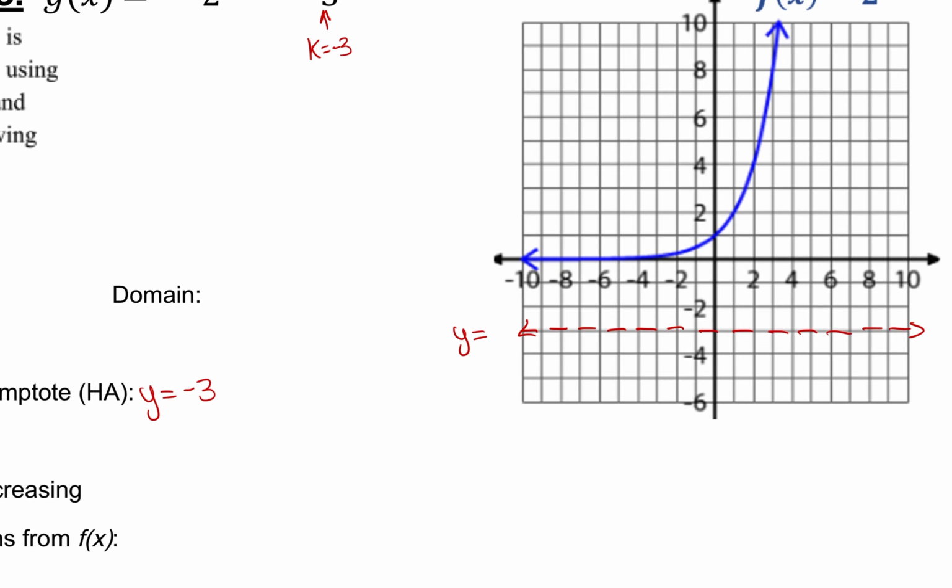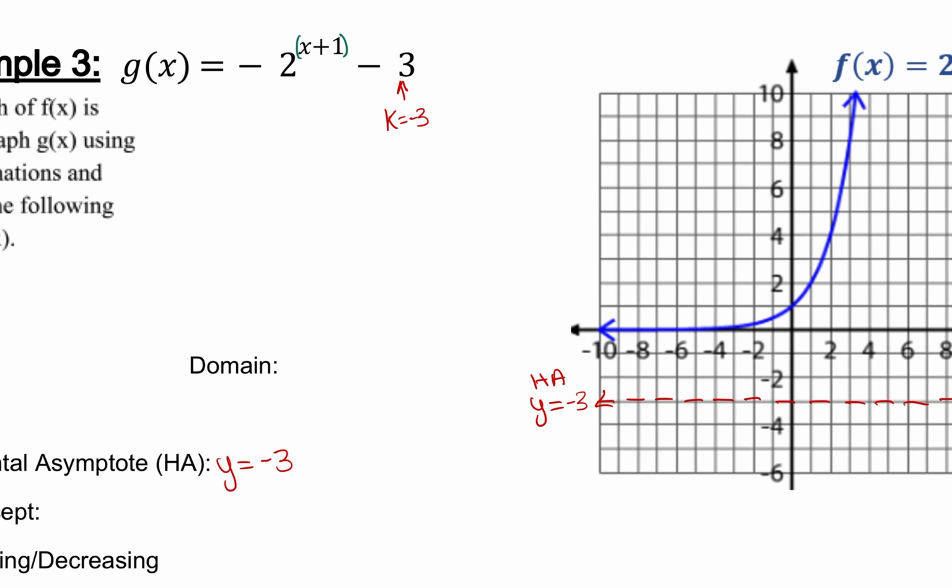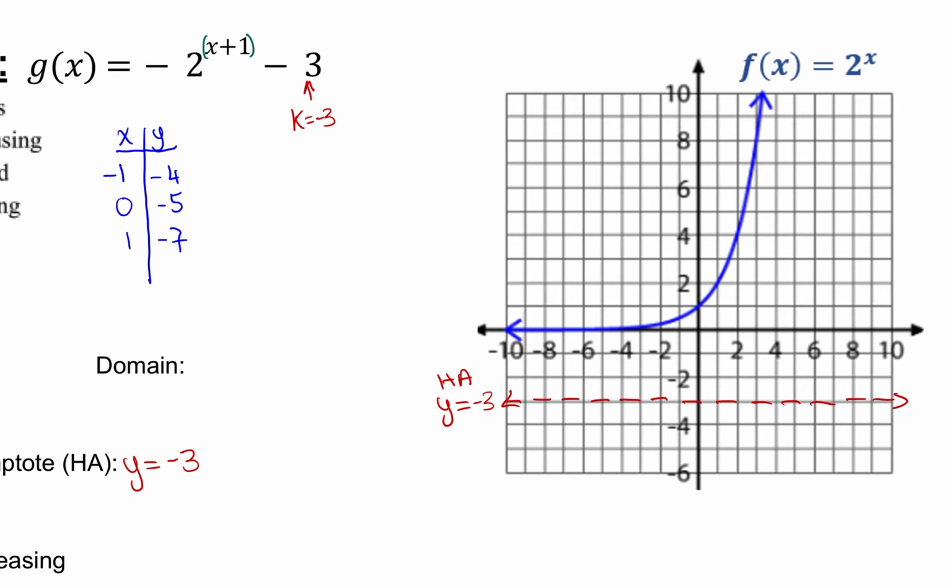So this is y equals -3. That's my HA. Then I will find points of accuracy for this function. So I'm going to go ahead and create that table right here. Okay, so this is my x, this is my y. I have -1, -4. I have 0, -5. And I have 1, -7. From there, I will then plot these points on my coordinate grid.